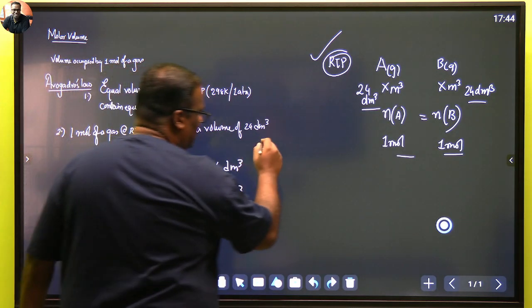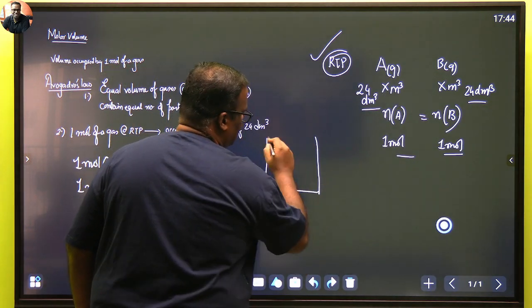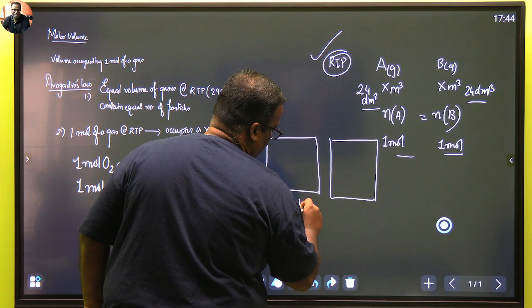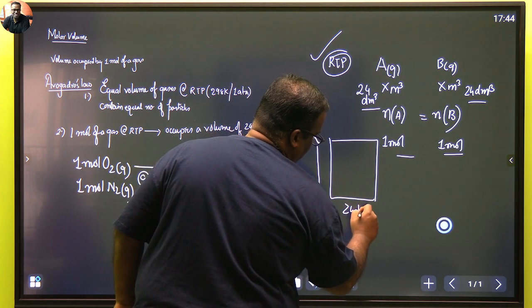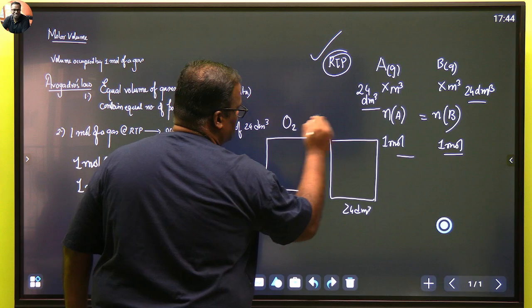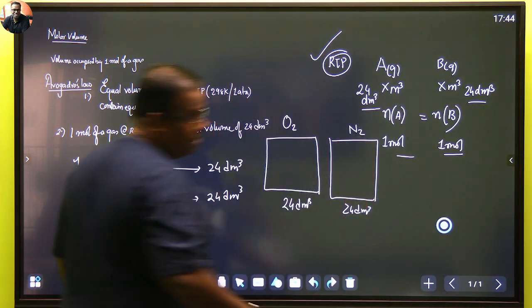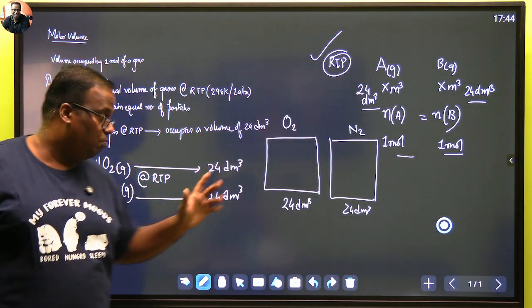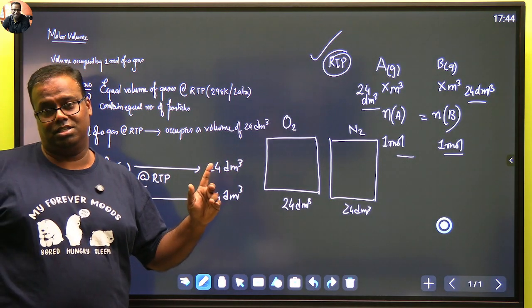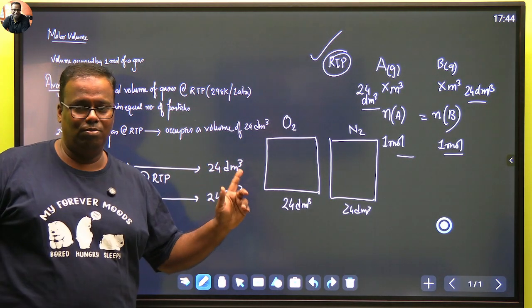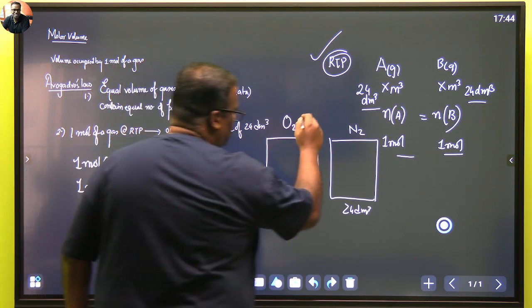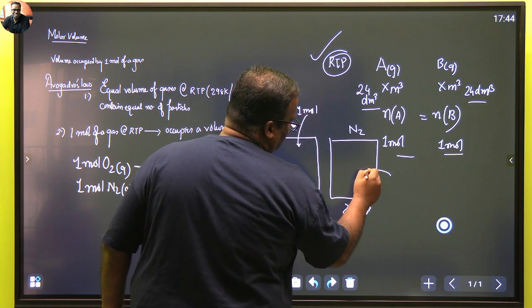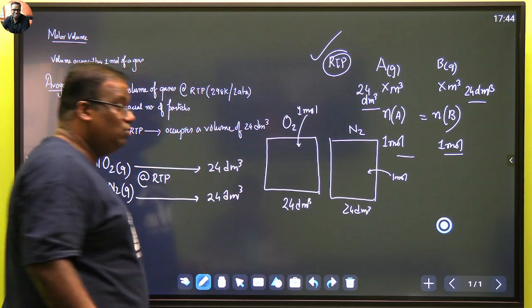Now let us try and understand. This is say 24 dm cube. Let's say this is 24 dm cube. This is also 24 dm cube. And let's say this is a sample of oxygen. This is a sample of nitrogen. Agreed? Both occupy how much volume? 24 dm cube. Right? Both contain the same number of particles. 1 mole each. That means inside here, how many oxygen molecules are there? 1 mole. How many nitrogen molecules inside here? 1 mole. Sir, then what is the difference?